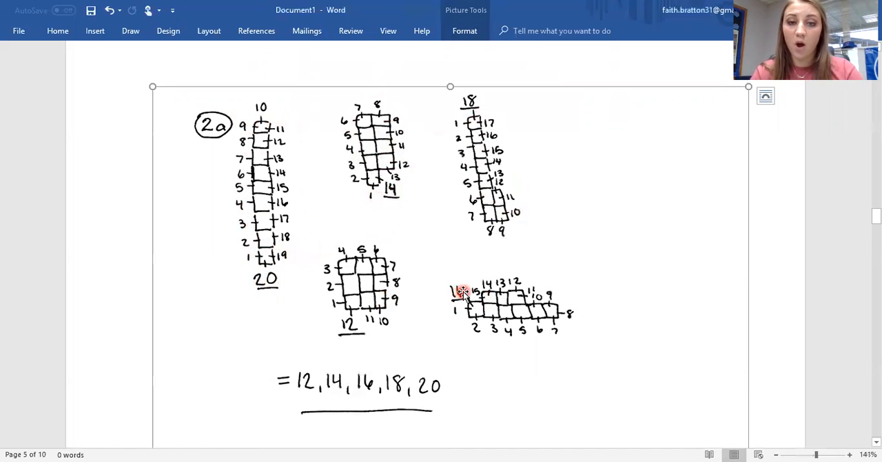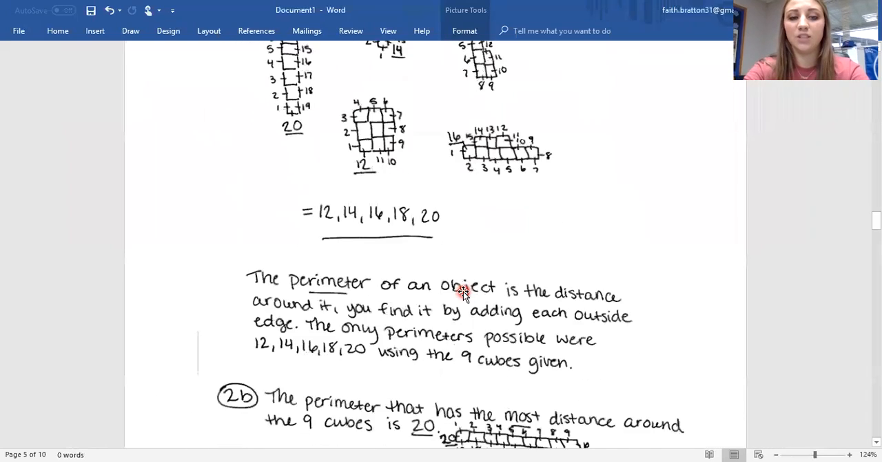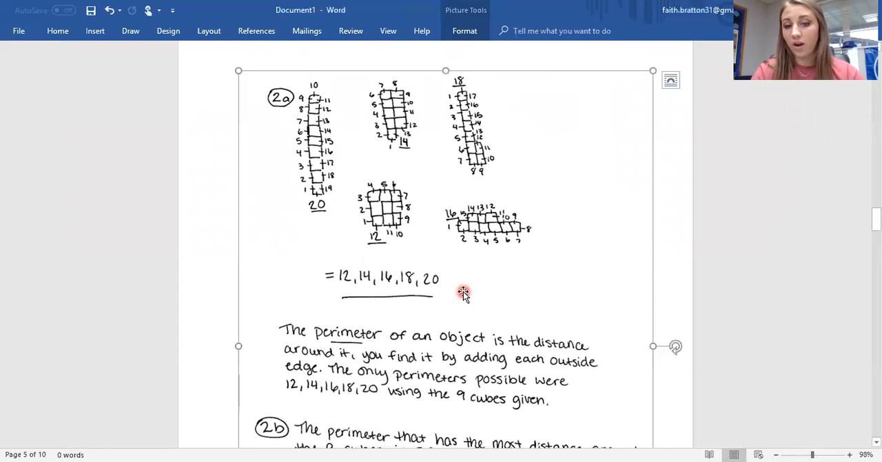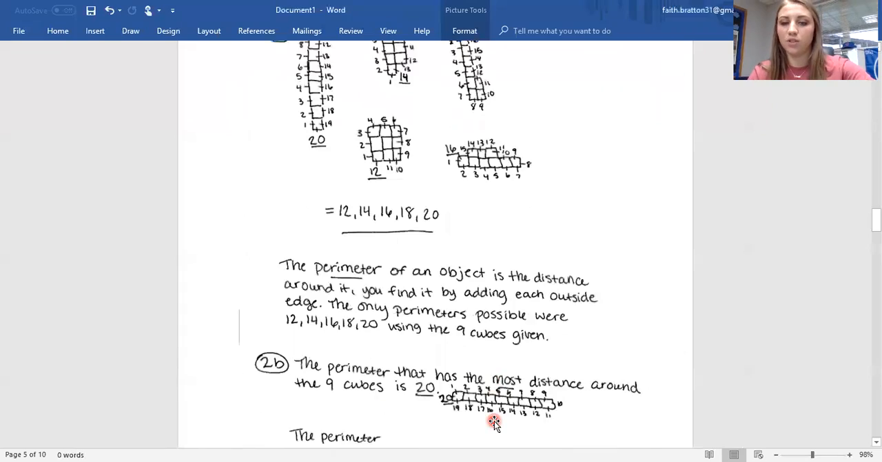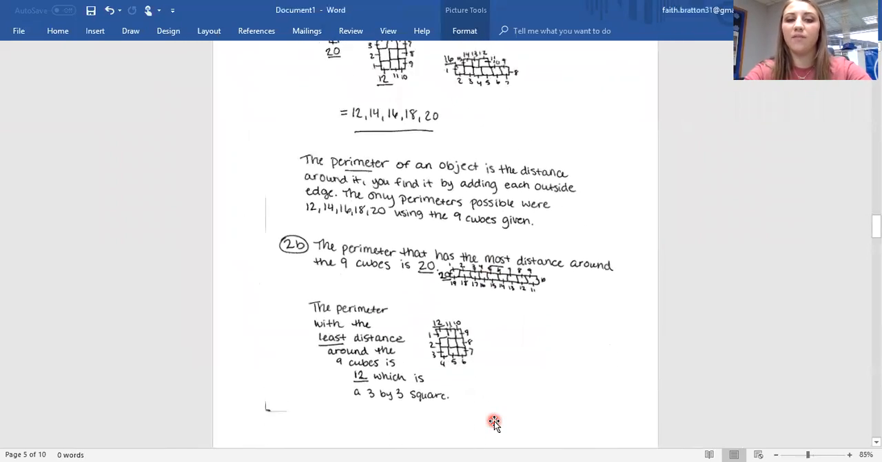So we know that the only possible perimeters with the 9 cubes that are given are 12, 14, 16, 18, and 20. The perimeter of an object is the distance around it. You find it by adding each outside edge side. The only perimeters given were the ones I just told you, using the 9 cubes given.